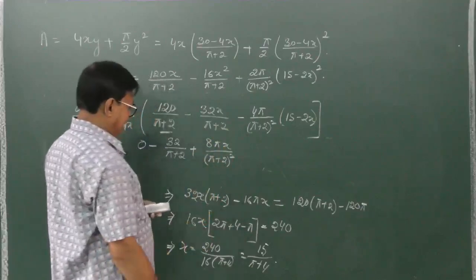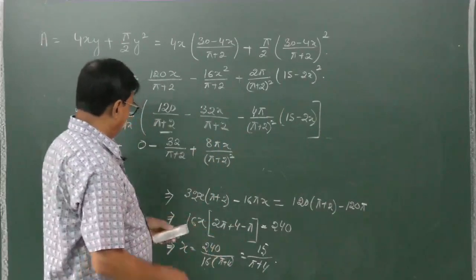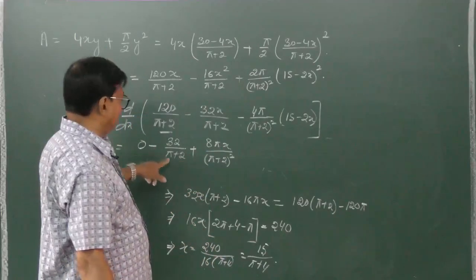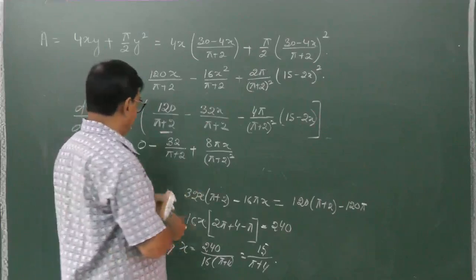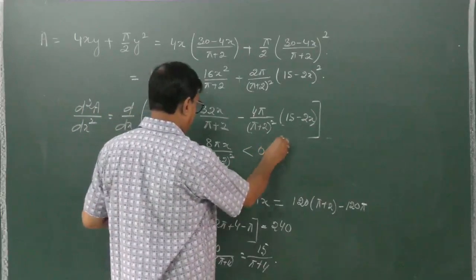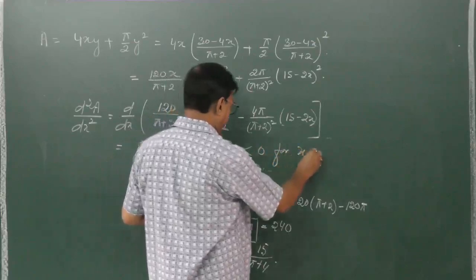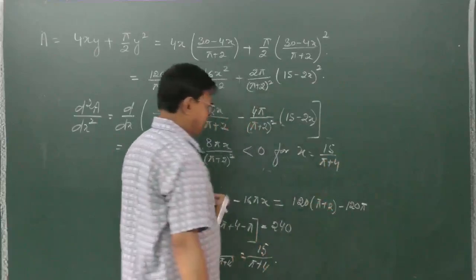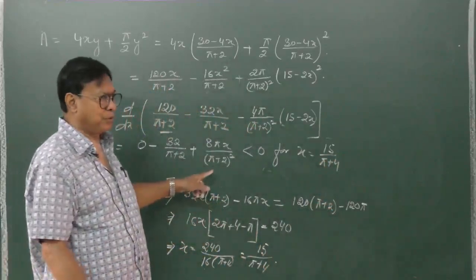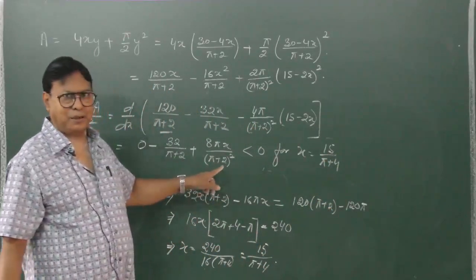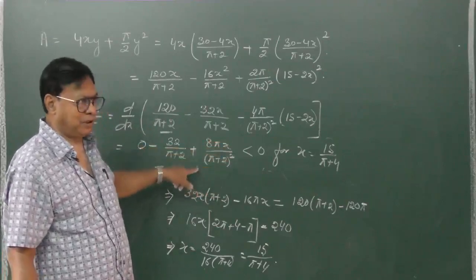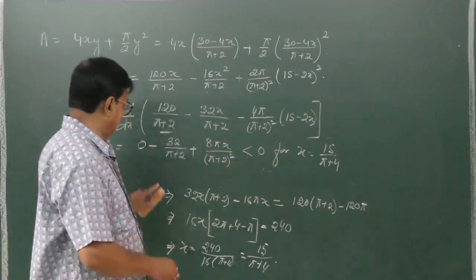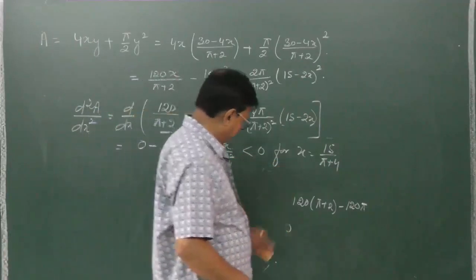Now we got x as pi by 4. So we put x equal to pi by 4, this will be negative because this is bigger, right? This will be half. So this is negative for x equal to 15 by pi by 4. In the exam you have to prove it, right? When it comes to pi by 4 here, you have to put the value of x and get the negative value. You just can't write it like I have written x negative and equal to this.